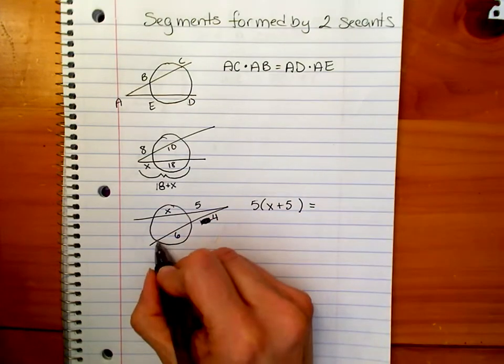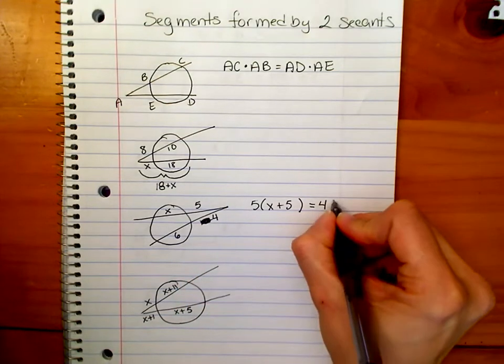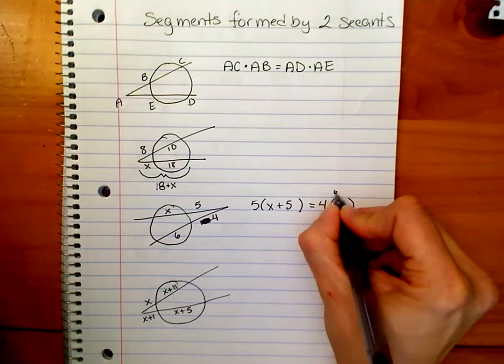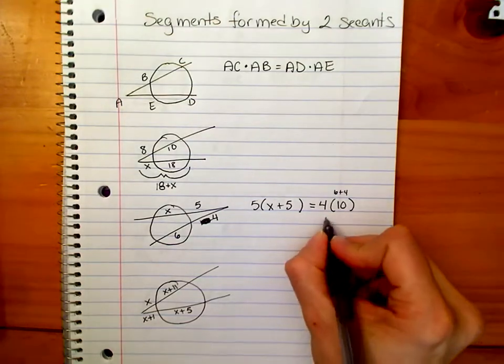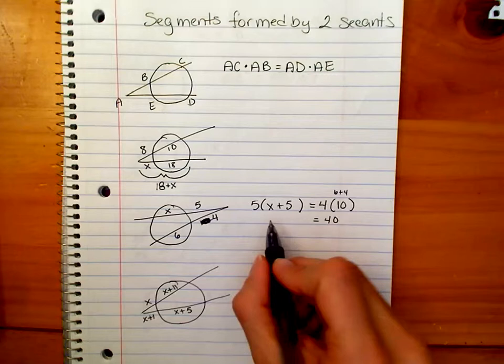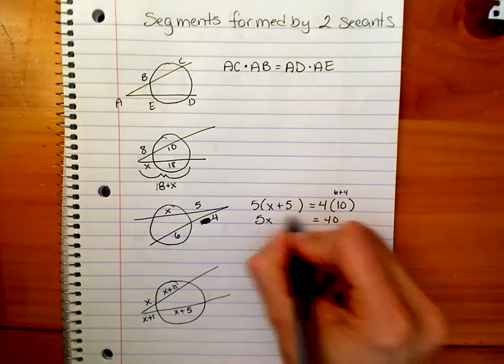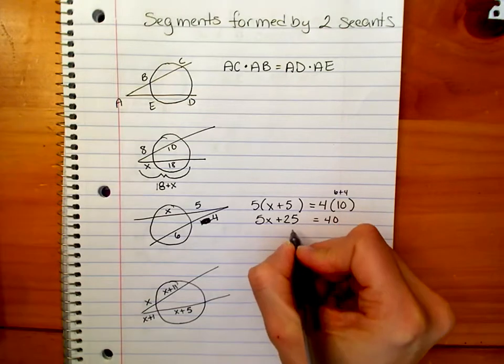And that equals the entire thing here times the outside part. So 4 is the outside part times the entire thing. The 6 plus 4 is 10. Well, 4 times 10 is 40. And if we distribute, you don't have to distribute, but most people would want to. You could just divide by 5 first, but I don't want to confuse too many people. If you're comfortable with that, you can do that.